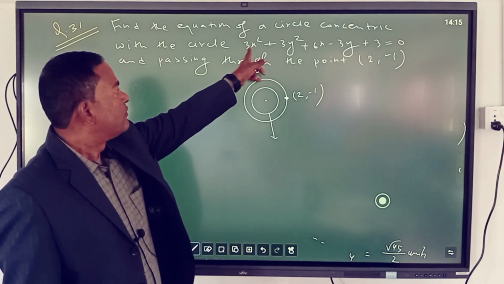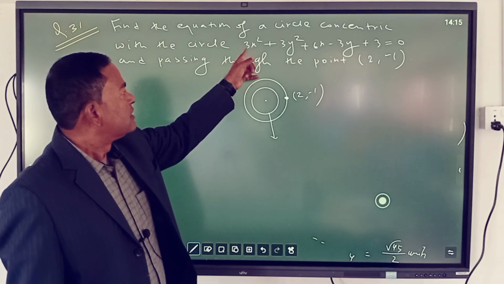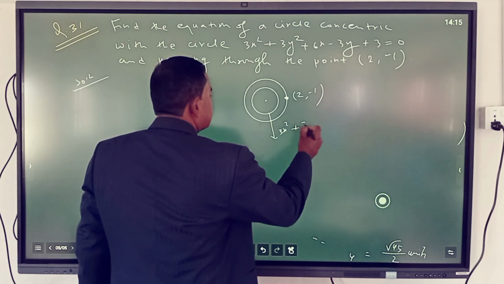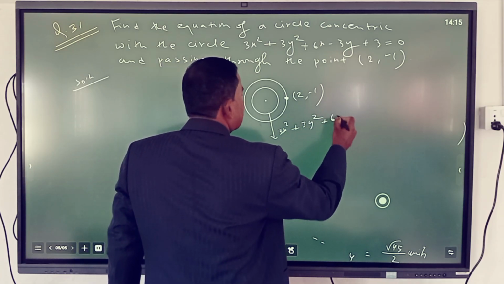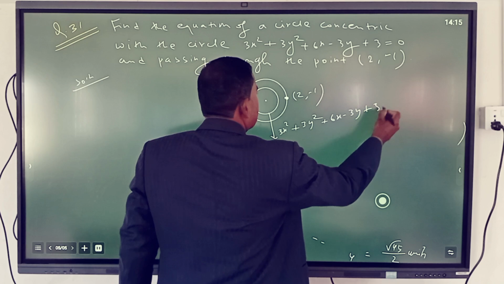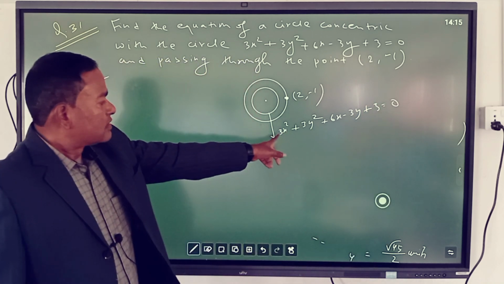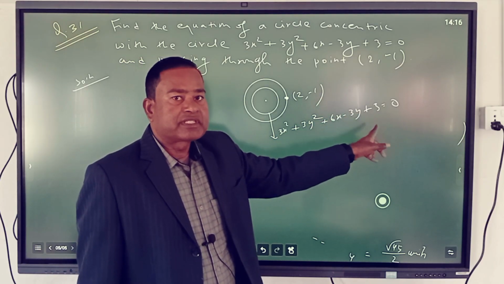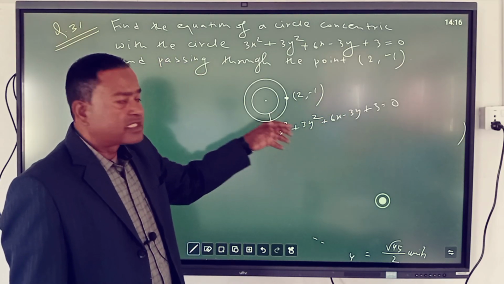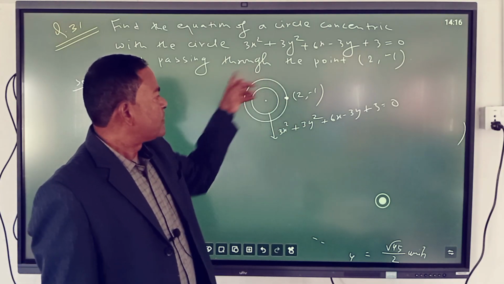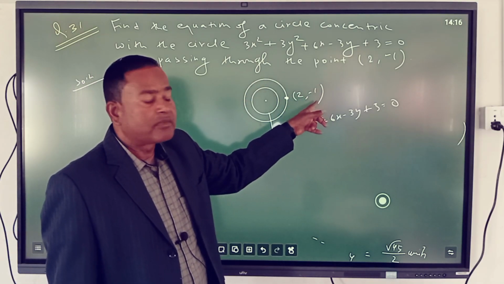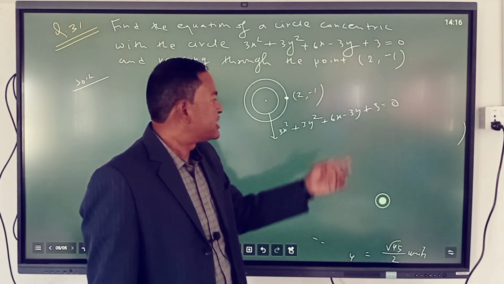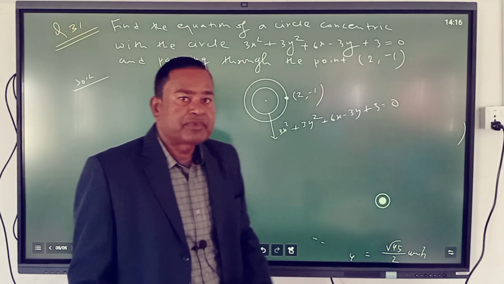So let's suppose the first circle is the given circle. The equation of the given circle is 3x square plus 3y square plus 6x minus 3y plus 3 is equal to 0. And we have to find the equation of a circle which passes through the point 2 comma minus 1 and is concentric with the circle 3x square plus 3y square plus 6x minus 3y plus 3 is equal to 0.